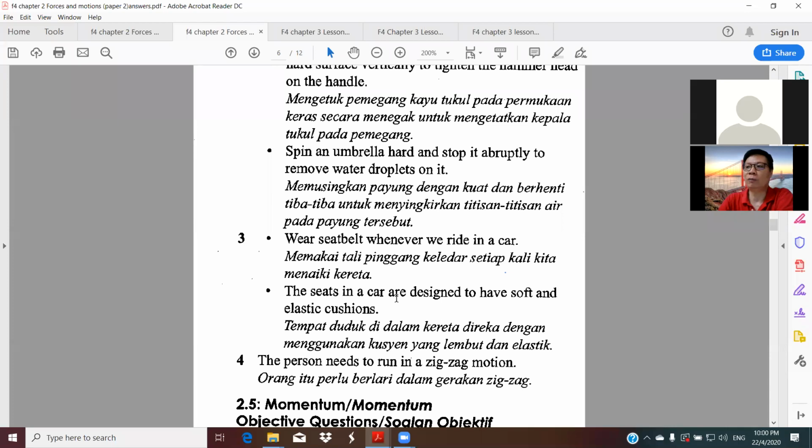The seats normally are very soft, right? The seats in a car are designed to have soft and elastic cushions. This can extend the impact time, because with soft material, when you hit on it, it can make the impact time longer. When the impact time is long, it can reduce the impulsive force. Understand? Even the dashboard is also padded, also soft, isn't it?